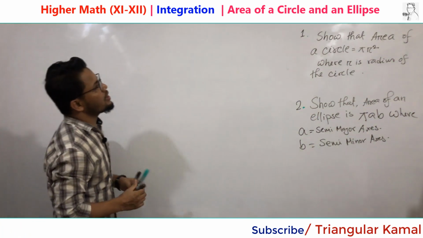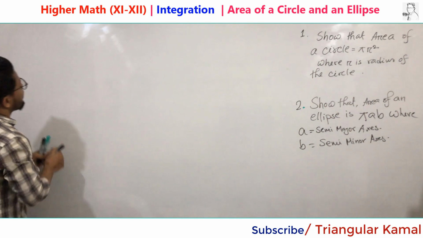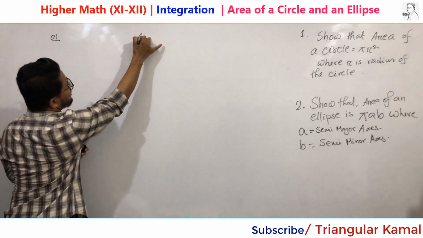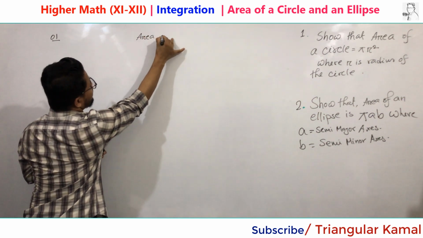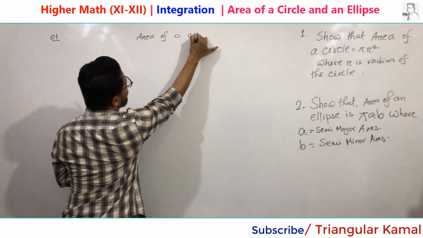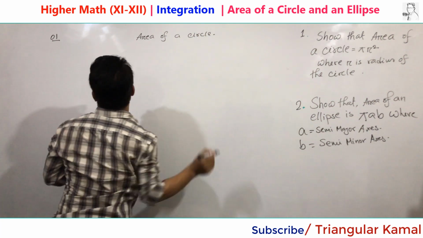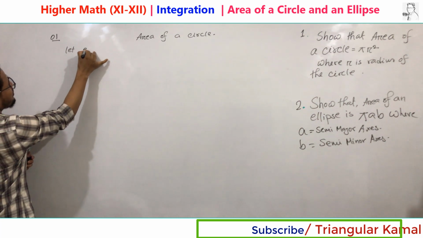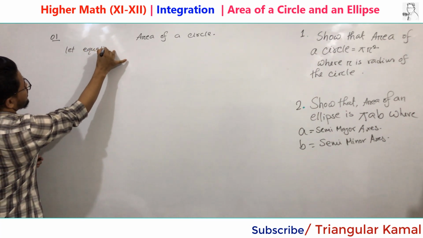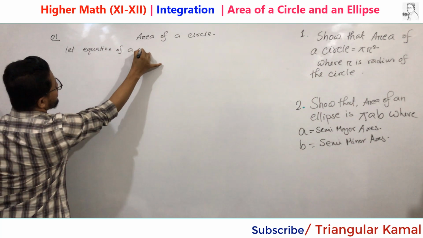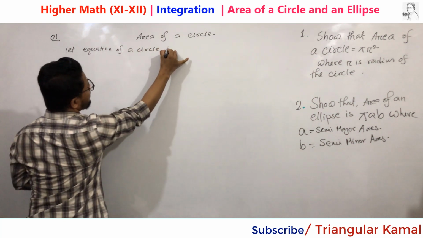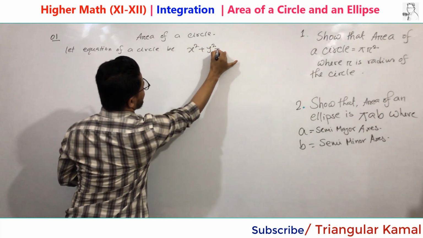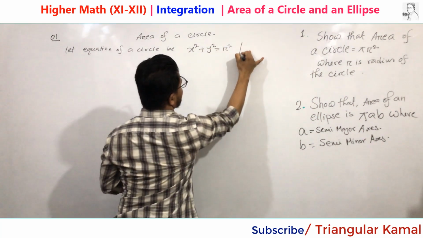Okay, first give attention to number 1: the area of a circle. Let the equation of a circle be x square plus y square equal r square.